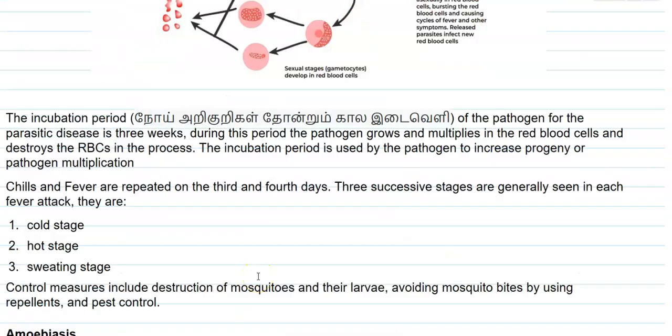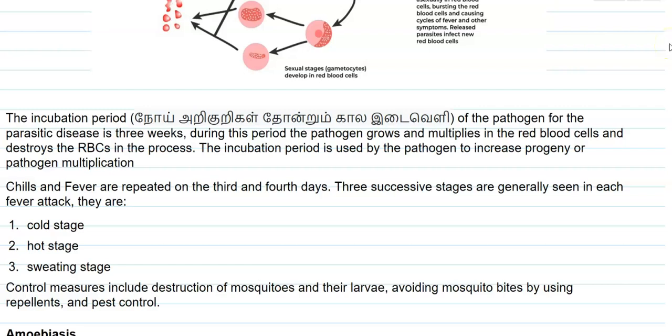Next, we look at some more points related to the disease. The incubation period of the pathogen of this parasitic disease is usually 3 weeks. During this period, the pathogen grows in the liver cells as well as in the red blood corpuscles, that is the RBC cells, also referred to as erythrocytes, and can even destroy the RBCs as they multiply.